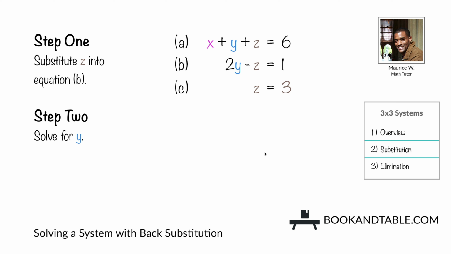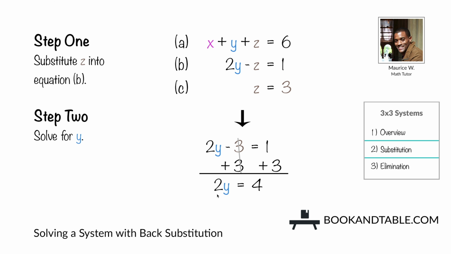So step 1, substitute z into equation B here. And then step 2, solve for y. So when we plug 3 in for z in equation B, we get 2y minus 3 is equal to 1. And now to solve for y, we'll add 3 to both sides, giving us 2y is equal to 1 plus 3, which is equal to 4.